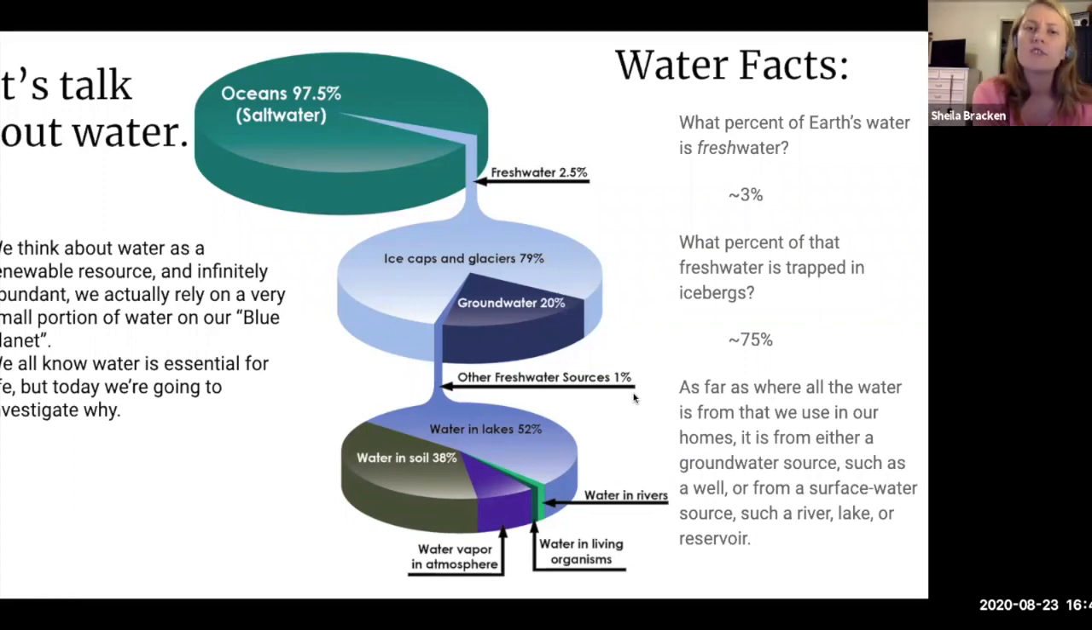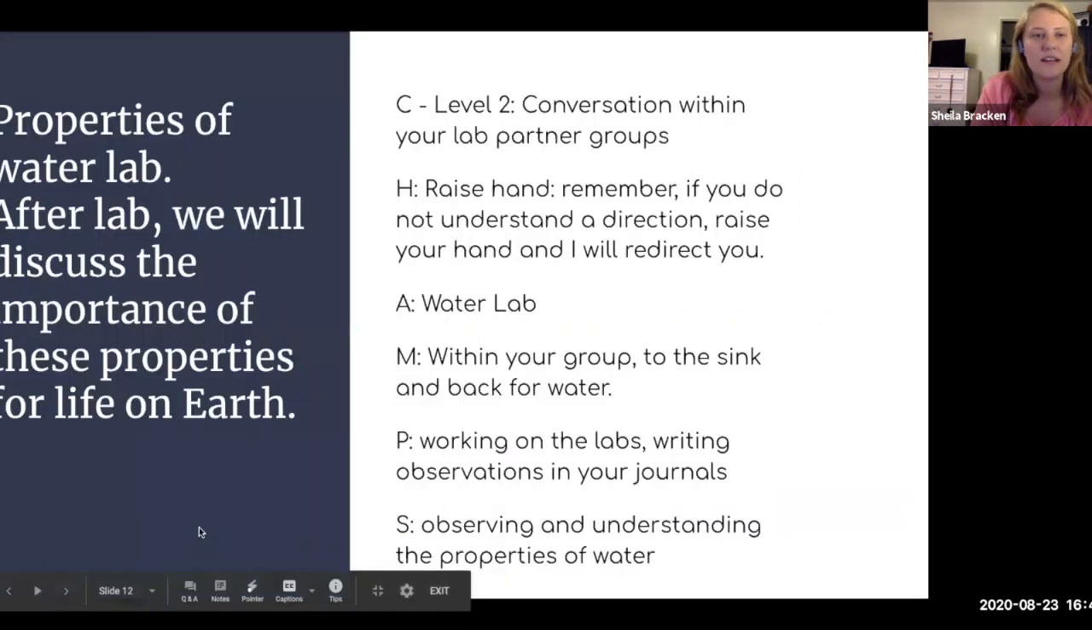Now, there are ways for us to desalinate ocean water and make it what we call potable water, or water that we can drink, but it's very, very expensive. I mean, we have looked into it, but no one's invested in the technology yet. So that's just a few fun facts about water.